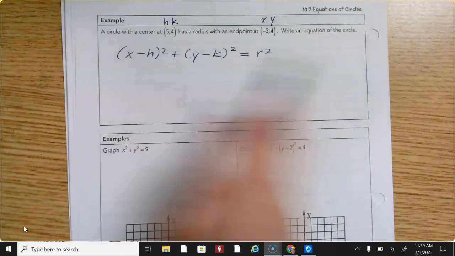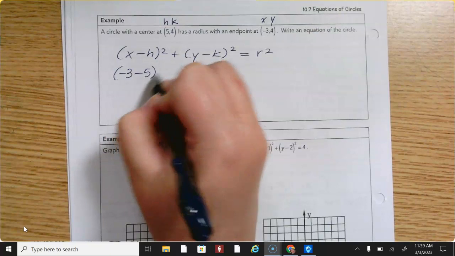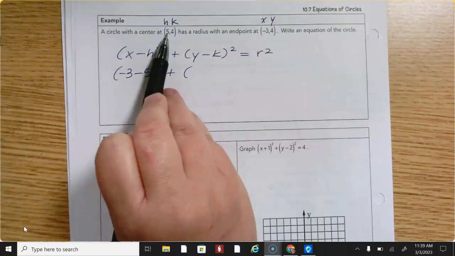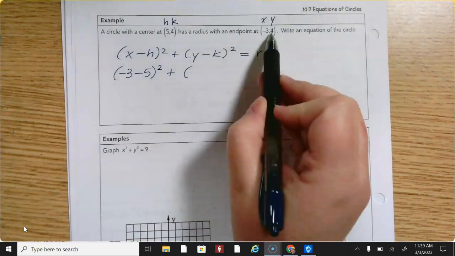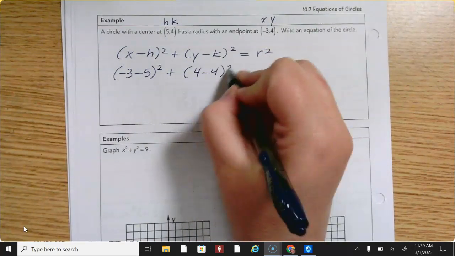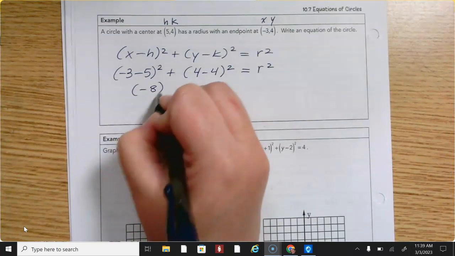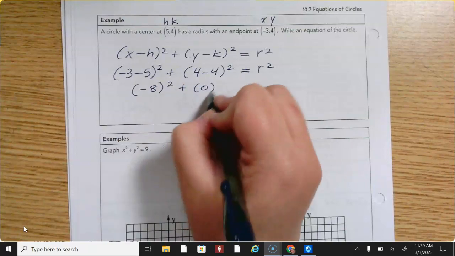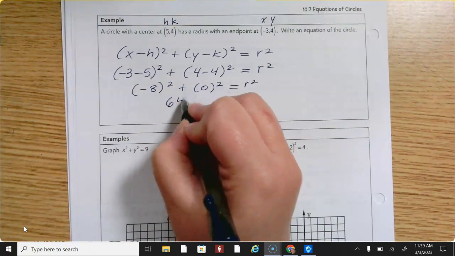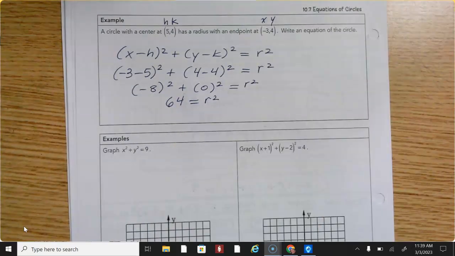And then I can plug in. So I get -3 minus 5 squared. That was this X minus this H. And then over here, Y minus K is 4 minus 4 squared. This is -8 squared plus 0 squared equals R squared. -8 squared is 64 plus nothing. R squared is 64.